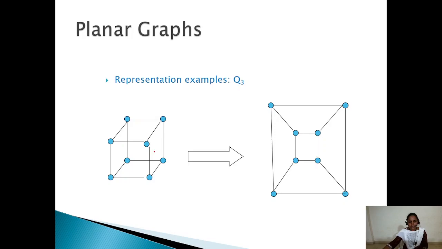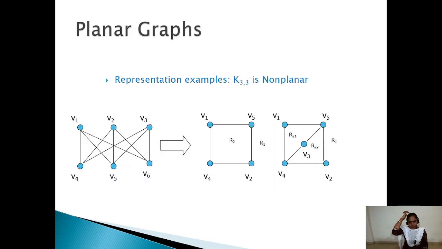No crossing edges means the graph is planar. See, this is one example. Here one line is connected to another line, crossing it, so this is a non-planar graph. And this is a planar graph. Planar graph means no edges will be crossed. Okay, no edges will be crossed. This is planar. This is planar.